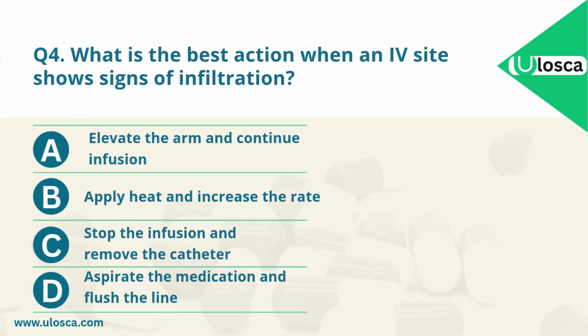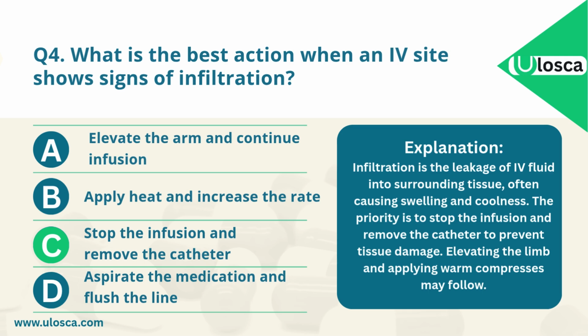The correct answer is C. Stop the infusion and remove the catheter. Explanation. Infiltration is the leakage of fluid into surrounding tissue, often causing swelling and coolness. The priority is to stop the infusion and remove the catheter to prevent tissue damage. Elevating the limb and applying warm compresses may follow.